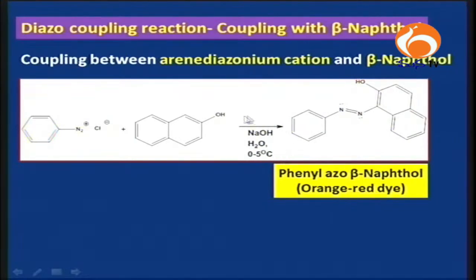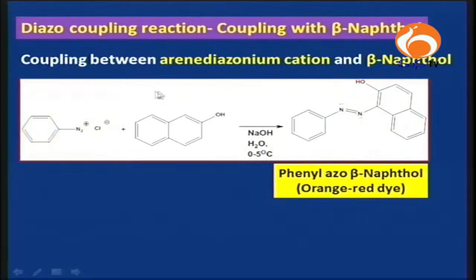We will carry out this reaction in a weakly basic medium, and since the para positions are occupied, they are not free, they are part of the fused ring, the substitution occurs at the ortho position. Therefore, this particular arene diazonium ion will couple with the aromatic system in the ortho position, and we will obtain a beautiful orange red dye, and the name of this azo compound is phenyl azo beta naphthol.